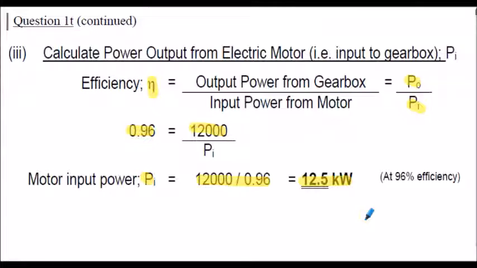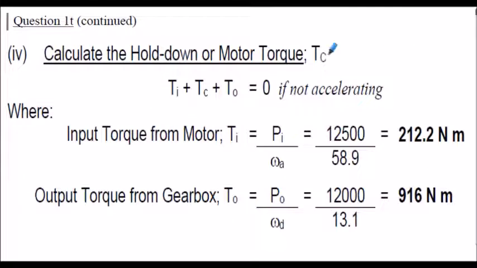And then finally, it wants me to find this hold down torque, TC, sometimes called a casing torque as well. For this, we're going to use the equilibrium equation, where the input torque added to the output torque added to the hold down or casing torque must equal 0, which is true if the system's not accelerating.